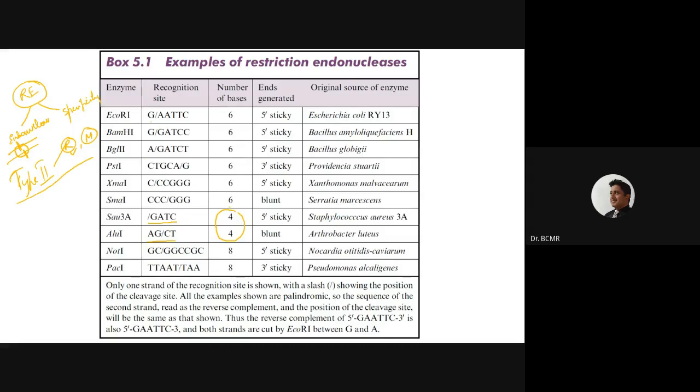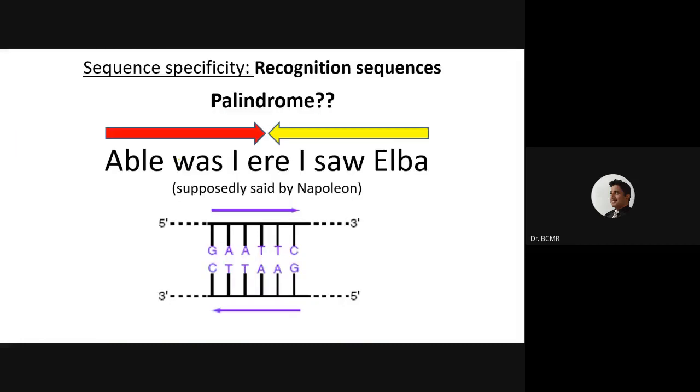So we have 4 base cutters, and there are 6 base cutters. These are the predominantly used ones, and there are also 8 base cutters. That means they recognize about 8 bases. And I think we can already say that the regions are usually palindromic, in the sense that you read from 5' to 3' in either of the directions, and it sounds the same.